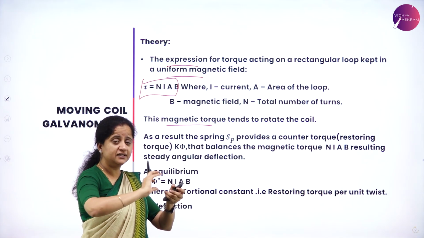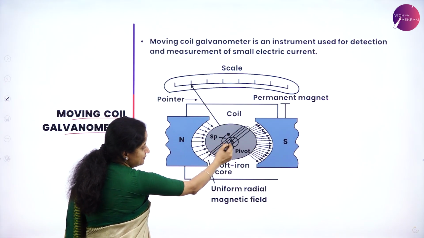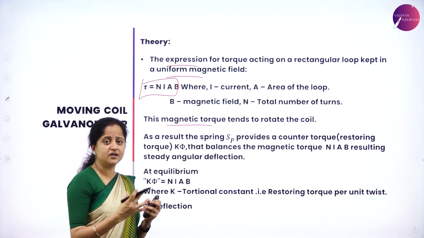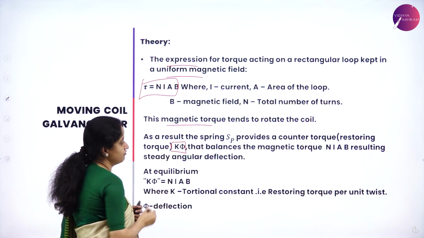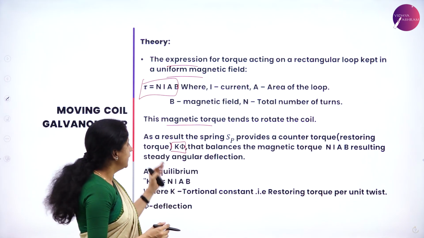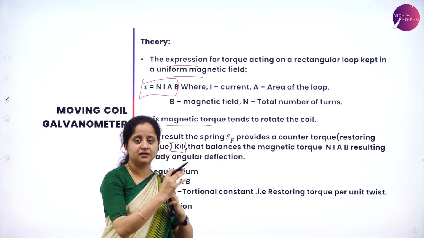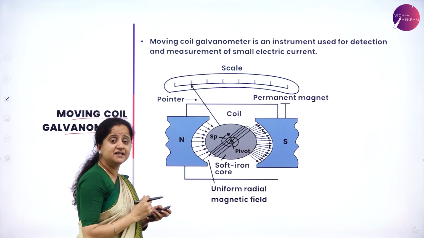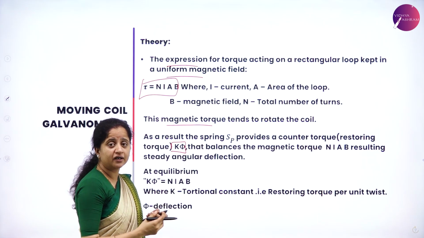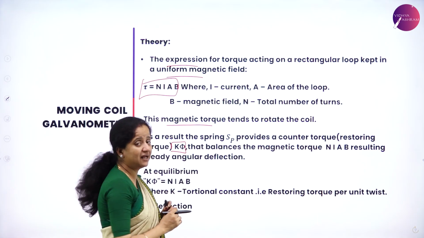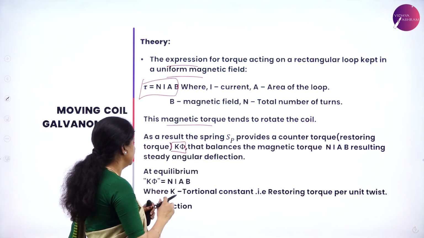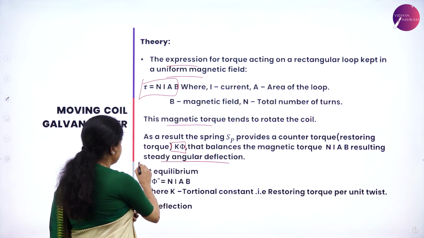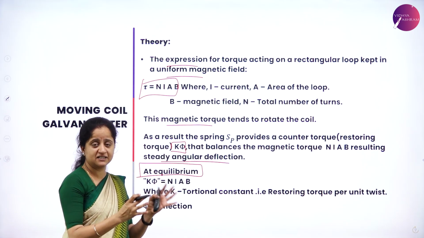As a result of this rotation, the spring SP provides an anti-torque, or we can say the restoring torque, which is denoted by K phi. This restoring torque balances the magnetic torque. Usually the magnetic torque will tend to rotate the coil, and the spring SP generates an anti-torque so that the coil is balanced against the magnetic torque and maintains a steady angular deflection. So it reaches an equilibrium position because it gets balanced.